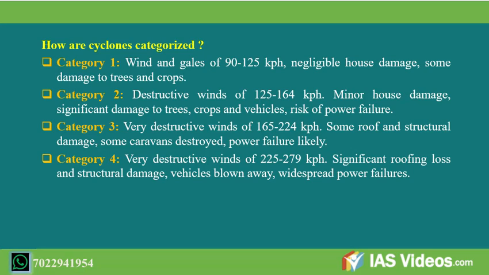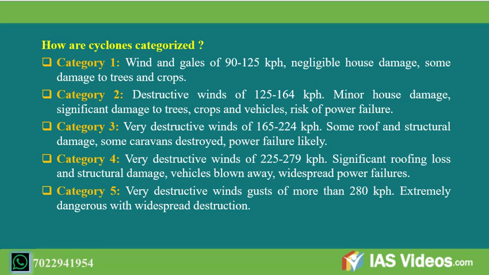Category 4. Very destructive winds of 225 to 279 kph, significant roofing loss and structural damage, vehicles blown away, widespread power failures. Category 5. Very destructive wind gusts of more than 280 kph, extremely dangerous with widespread destruction.